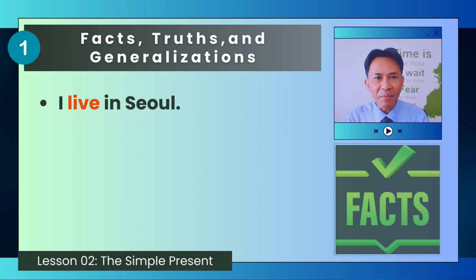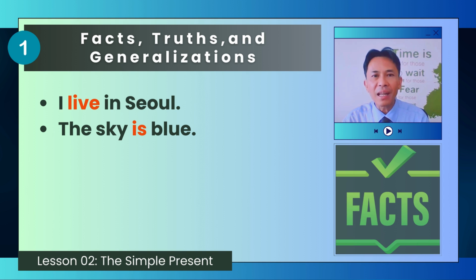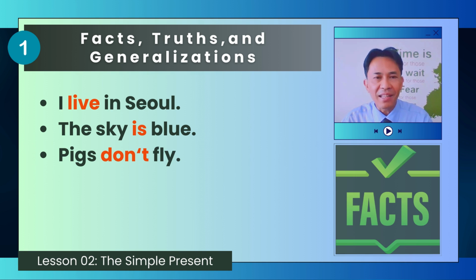Here's another example. The sky is blue. That's also a fact. It is true. It doesn't change. Everybody knows that the sky is blue. It was blue yesterday and it's blue today and it will be blue tomorrow. That makes it a fact. Here's another example. Pigs don't fly. Now that's also a fact because everybody knows that pigs don't fly.